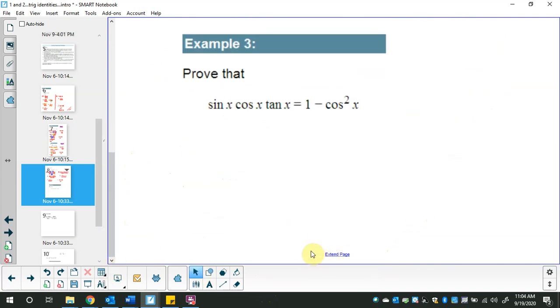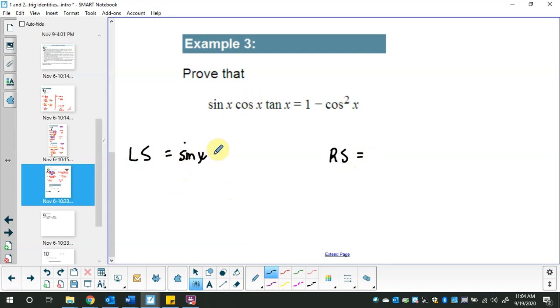This one, I really like this one. This one's a good one. Just to mix it up, let's do that. It's x's, so I'm going to do some replacements. So I like sine x on the left. Hey, look at that. I'm starting on the left. I like cos x on the left. I don't like tan on the left. That's from the quotient identities.